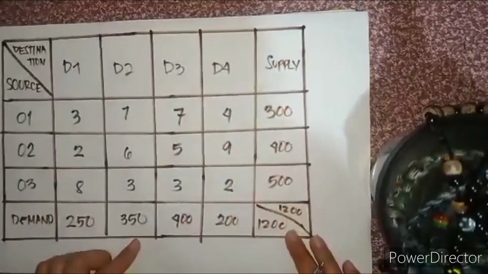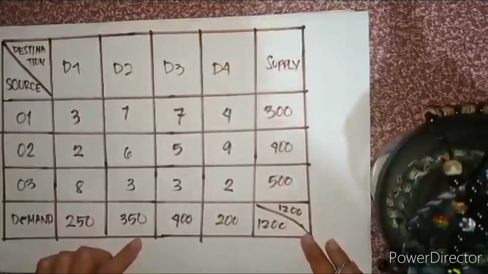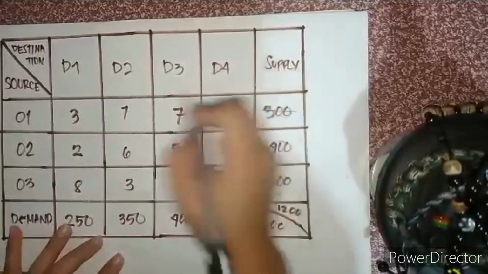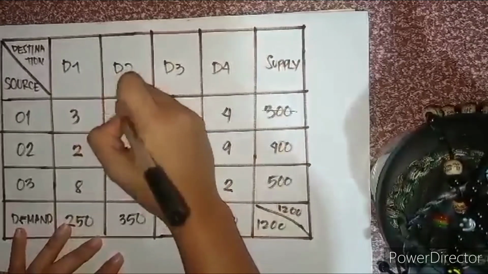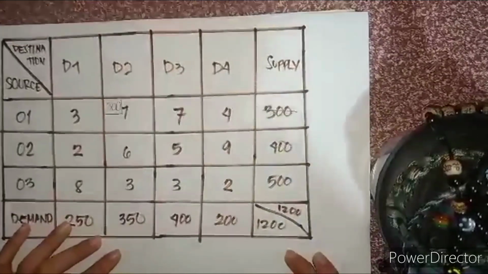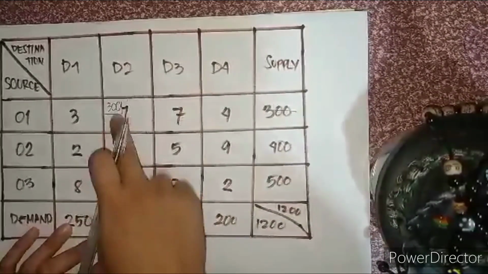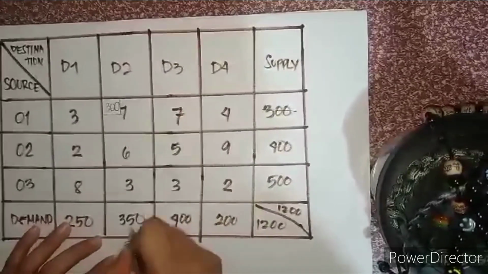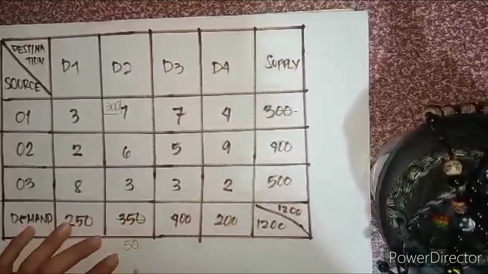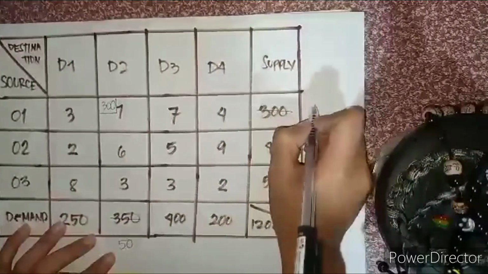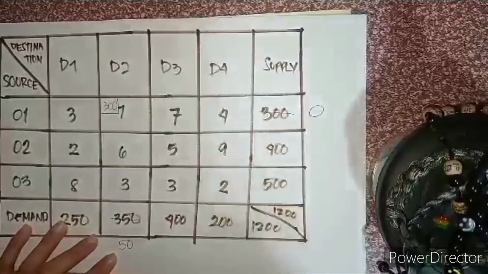So, which has the minimum value? 300 is the minimum value, so let's mark this out and put the 300 value here. Now let's subtract: 350 minus 300 is equal to 50. So let's mark this out, and the value now is 50. In this, it will be 0 value.